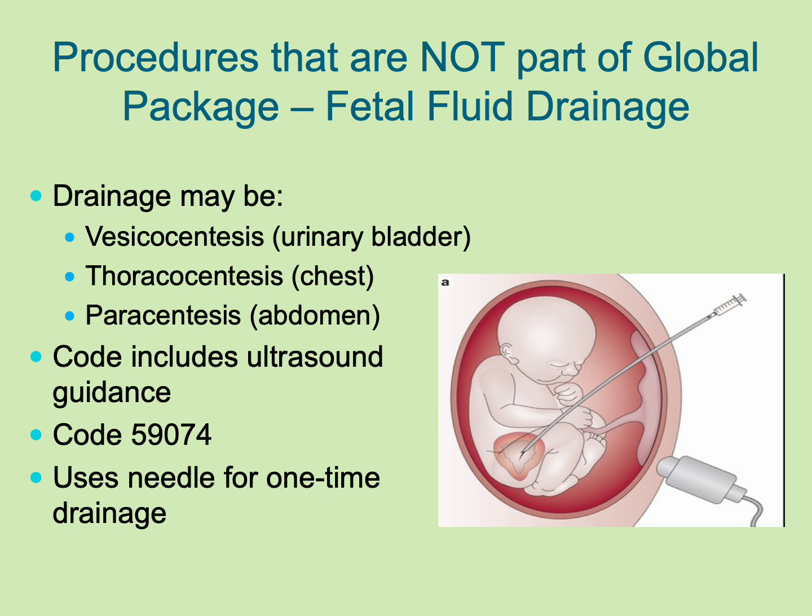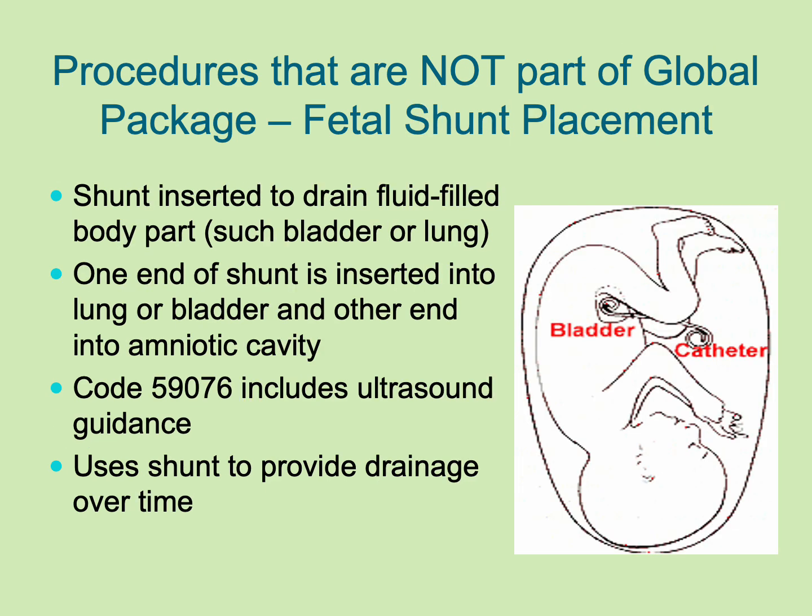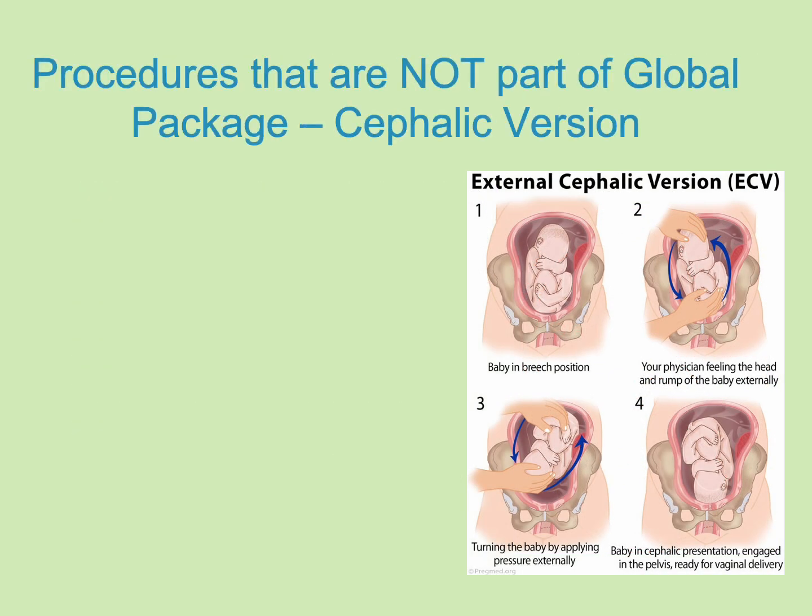Fetal fluid drainage, to drain off excess fluid in the urinary bladder, the chest, the abdomen, includes ultrasound guidance. This is one-time drainage. If it's drainage over time, use a shunt, and this is 59076. Includes ultrasound guidance. This is over time.